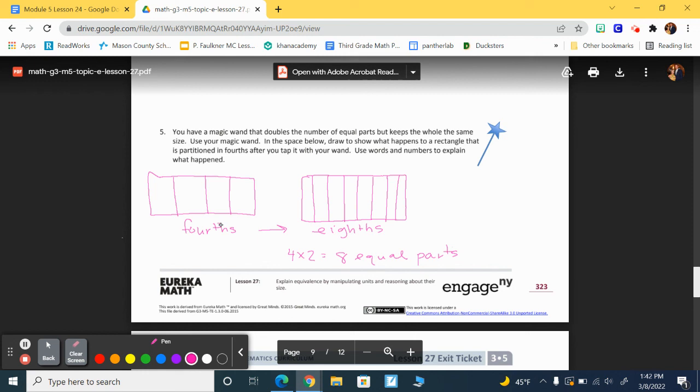So the parts got smaller. You can see this area is much smaller than that area.